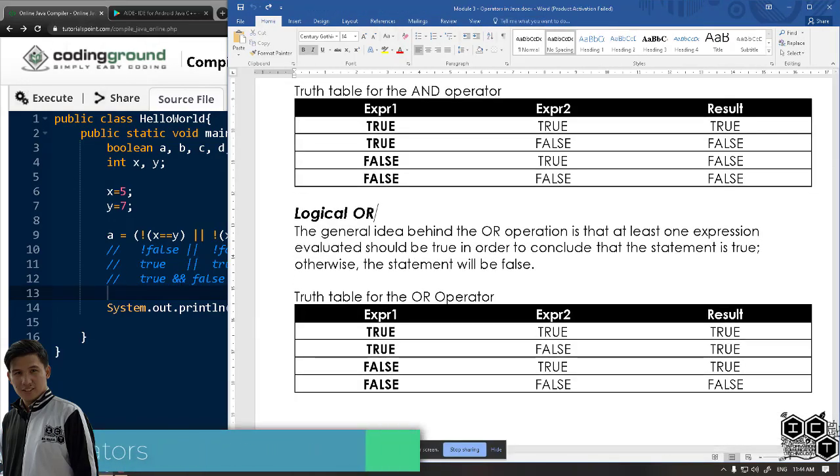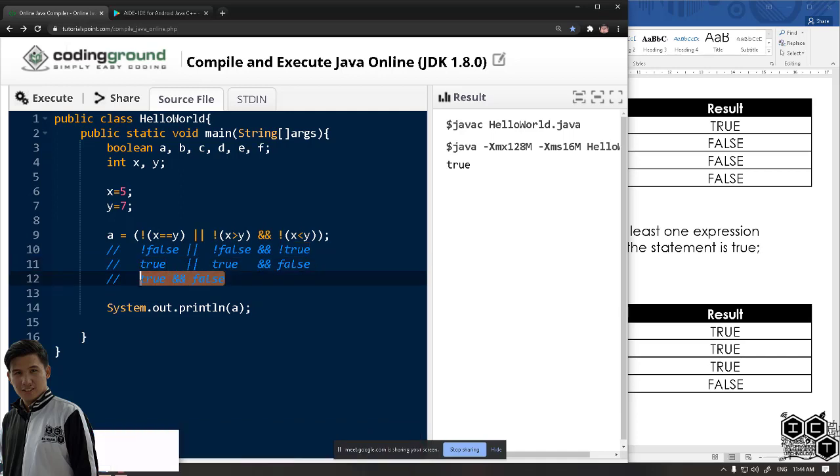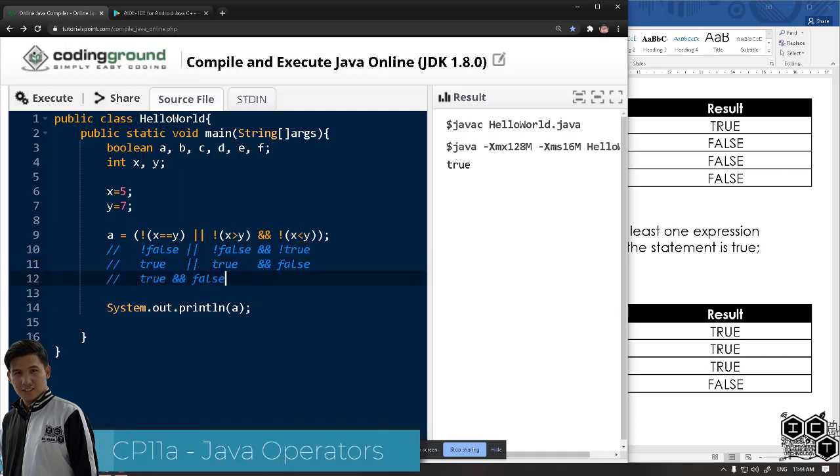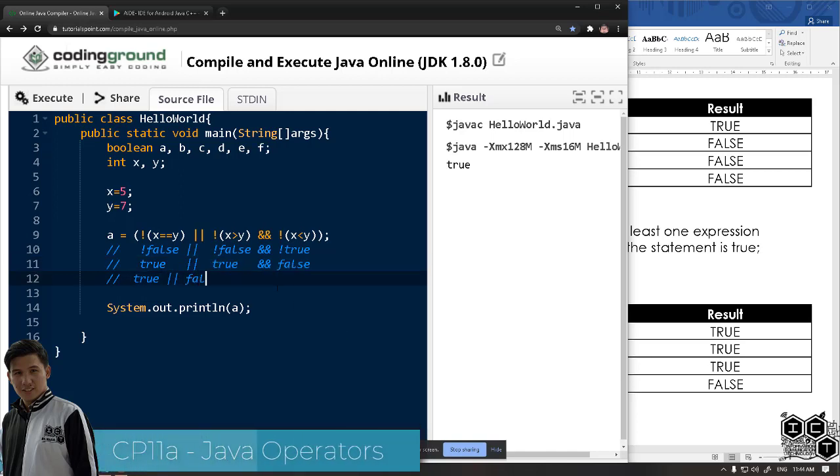Okay. Sige, ulitin natin. Dito tayo. So, this is true, and false. So, in Java pala, unahin pa rin pala is si AND. Okay. So, ganyan ang mangyayari. Is true and false. Uunahin pa rin pala si AND. Okay. So, this is automatic false. So, therefore, the answer is true.